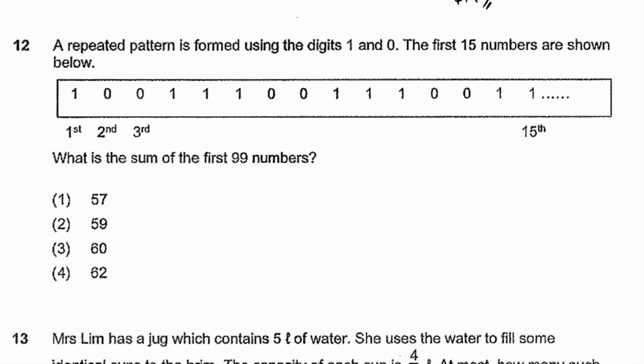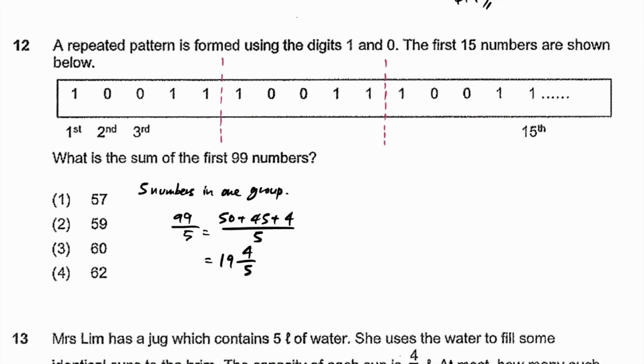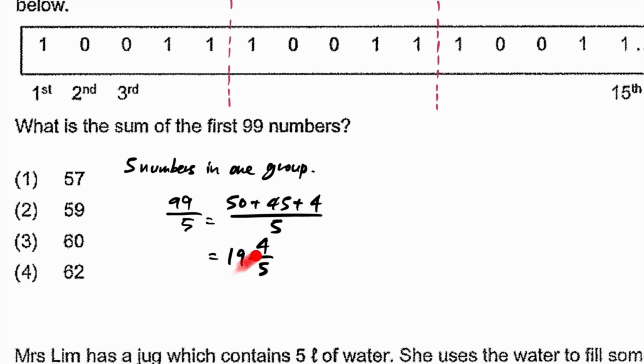A repeated pattern is formed using the digits 1 and 0. So the first thing you want to do is to identify the pattern. And here, I've noticed that it goes 1 0 0 1 1, 1 0 0 1 1, 1 0 0 1 1. So in other words, we've got 5 numbers in one group. So to ask what is the sum of the first 99, how many groups are there? One group has 5 numbers. How many groups of 5 in 99? Well, the answer is I've got 19 groups of 5. And I've got a remainder of 4, which basically means the first 4 digits here.